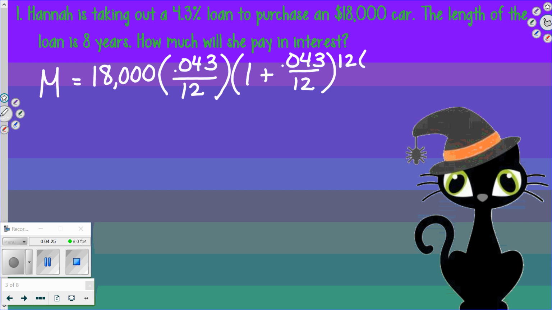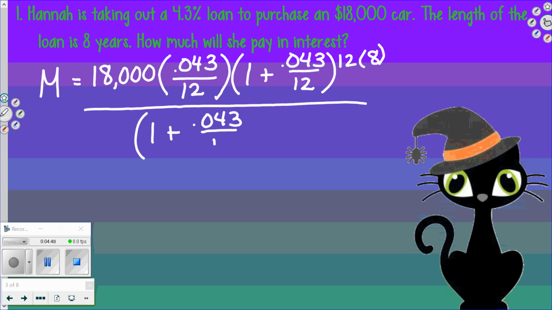12 times. Looking at the quizzes, some people are putting weird numbers in here. For time, is time in months or years? It's in years. And I have a couple people in each class who are putting in months, so they're getting very wrong answers. So this is 8 years. Don't change that to months there. 1 plus 0.043 over 12, 12 times 8 minus 1.